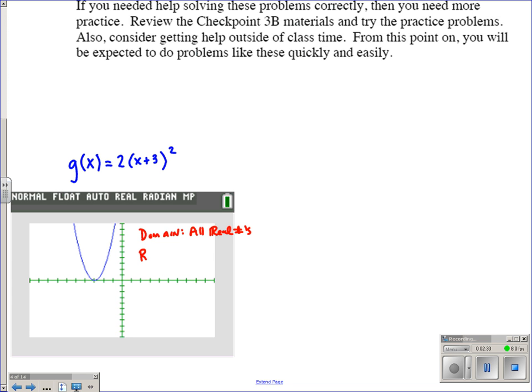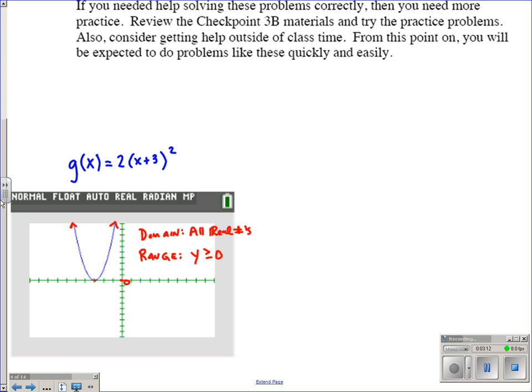Our range is our span of output values. Remember, we're just looking at our y-coordinates. Our lowest point on the graph is right here, and its y-coordinate is what? That would be 0, and then it extends on upward forever here. So pretty much out to positive infinity there. So we can say our y values are going to be greater than or equal to 0. 0 is our lowest number.